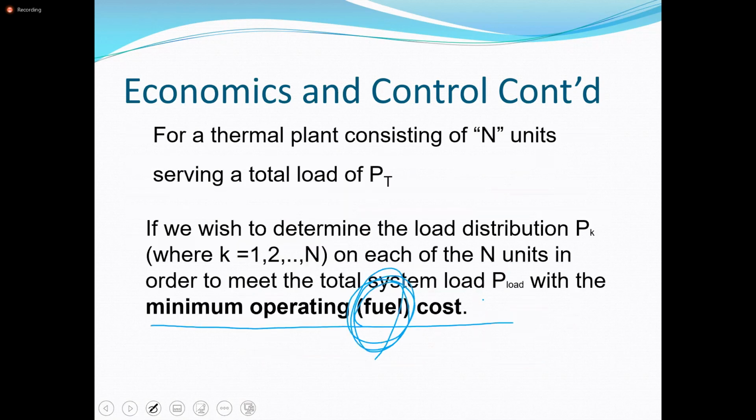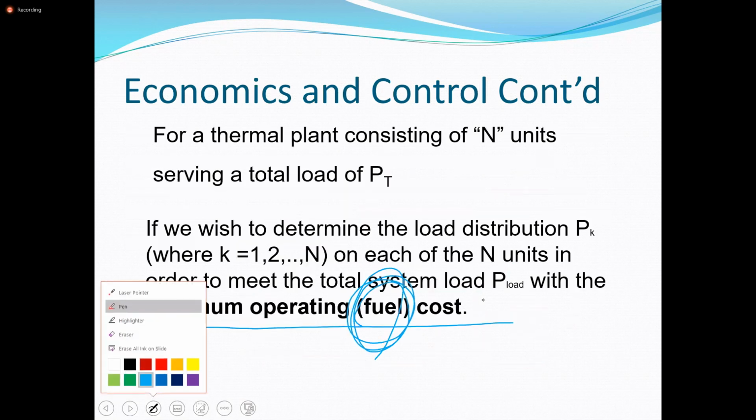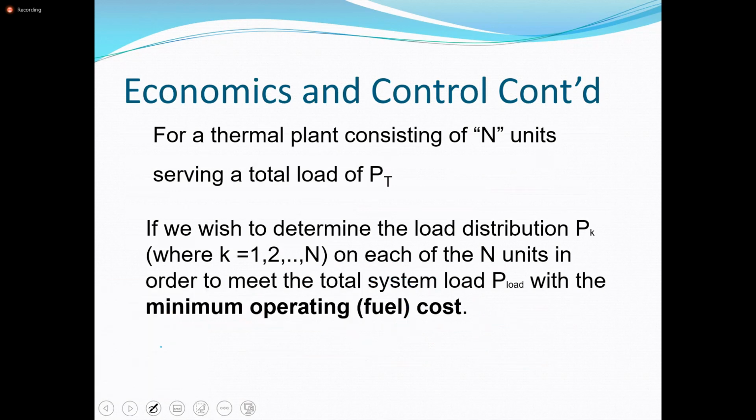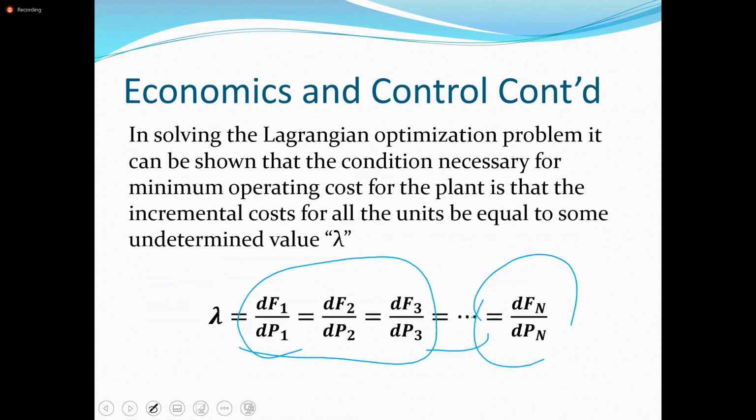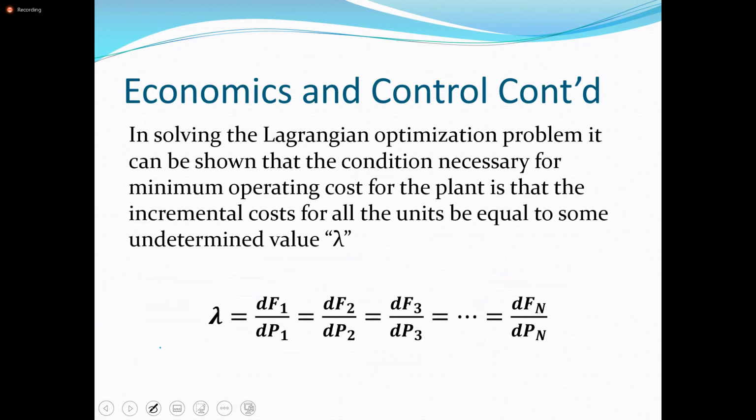All right. This is the objective. This is the objective. Minimum operating cost. That's the objective. To achieve that, that's the condition. All right. So let us see how this plays out.